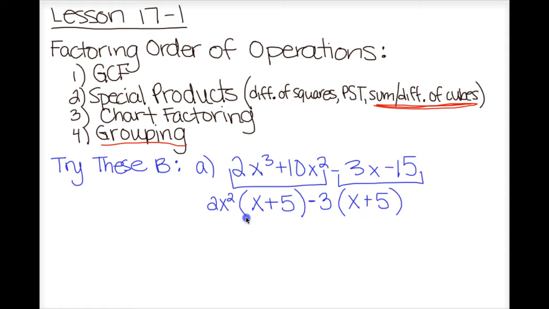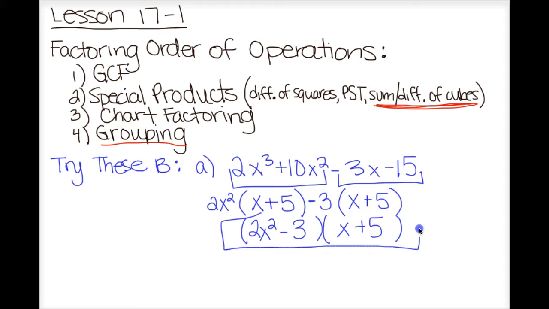Final step is to write it in factored form, which should include two parentheses. The first one is what I call the leftovers. It's the numbers that were out in front, those GCFs there. And the second one is the parenthesis that they had in common. So our factorization, our final answer, is 2x squared minus 3 times x plus 5.